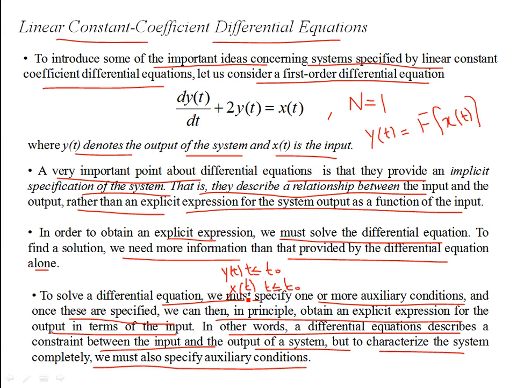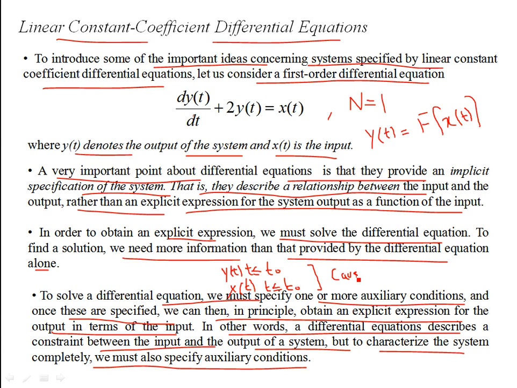So for initial rest conditions, if your system is initially at rest up until a certain time instant t naught, then the output should also be 0 for t less than or equal to t naught. That means the system cannot anticipate the future. Unless there is a non-zero excitation applied at the input after t naught, the system gives no output. Before that, the system cannot anticipate what is going to be applied, right? So that implies causality. We can derive some auxiliary conditions from the causal nature of systems like that.